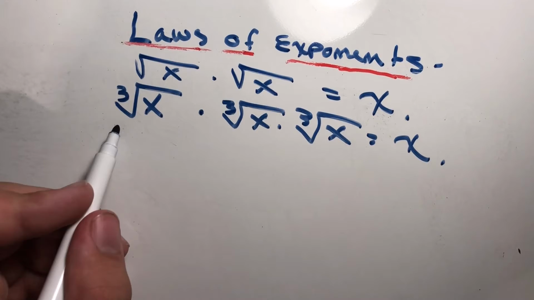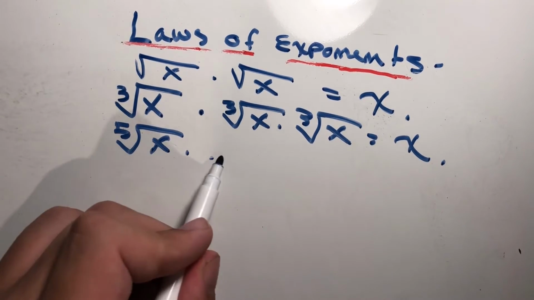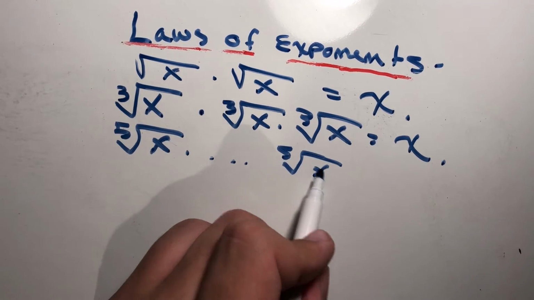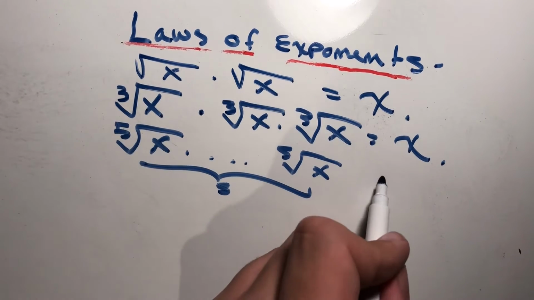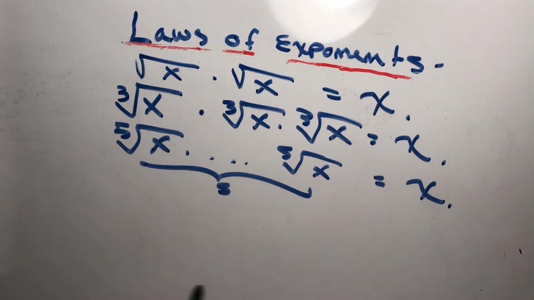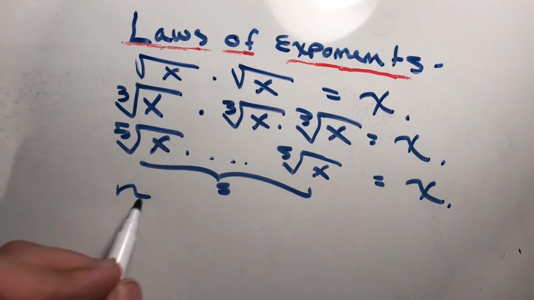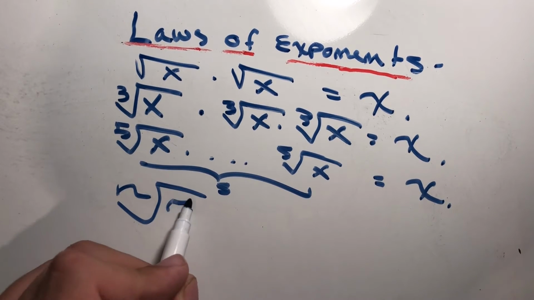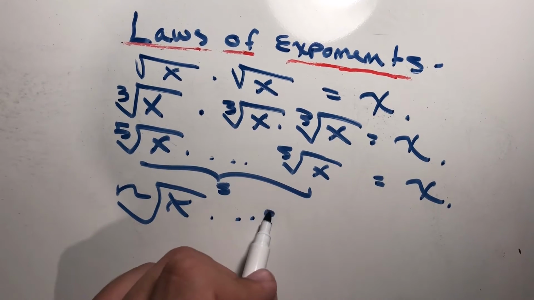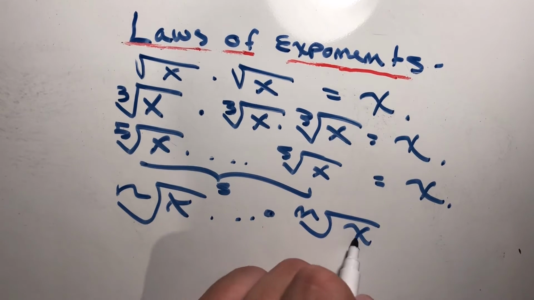Now, if we continue this pattern, the fifth root of x, when multiplied out by itself 5 times, we can denote that with a 5, will give us x, right? And we can generalize this to the nth root of x, where n is some arbitrary number. When multiplied out by itself n times, it will give us x.